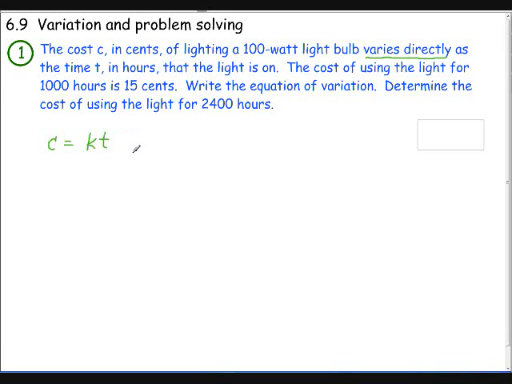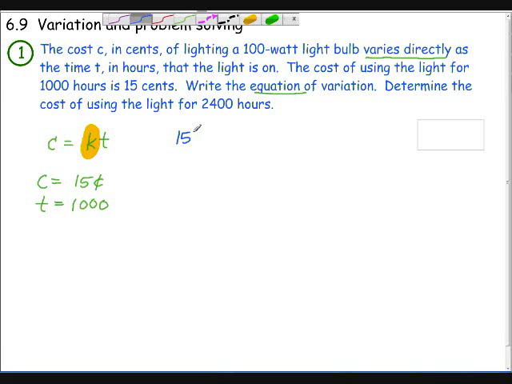The cost of using the light for 1,000 hours, okay, so the time is 1,000 hours, and the cost is 15 cents. Write the equation of variation. Equation of variation. All right. Well, the very first thing I have to figure out is, what is my constant? I have at least one set of values so I can figure out what my constant is.